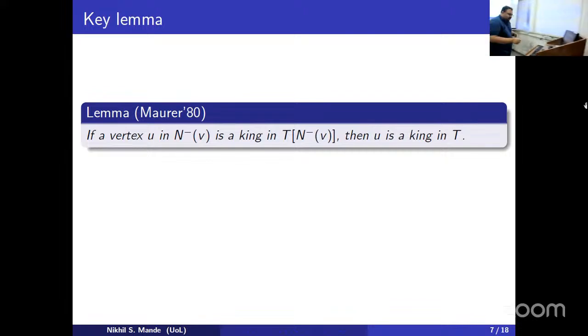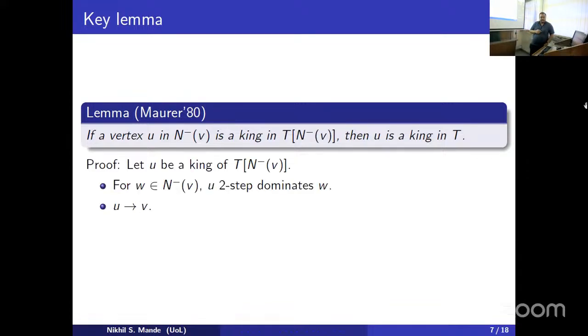And now, once we have this lemma, it becomes a natural approach. Let's try to find a vertex of high out degree, eliminate its out neighbors, just zone into its in neighborhood and recurse. And that's what most of the algorithms for finding kings actually do.